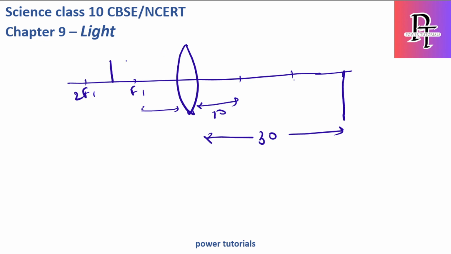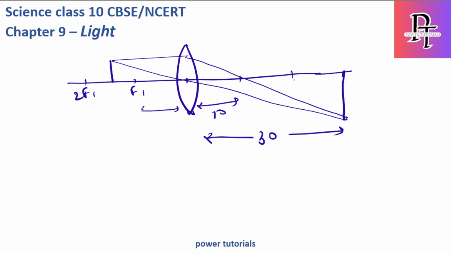Okay, so why is it formed? Because this ray is parallel, if I pass it through the focus, it will get refracted. And the second, if it is passing through the optical center, I can say it will just pass through the same path. So this way the image distance is 30 and the height also will be increased.